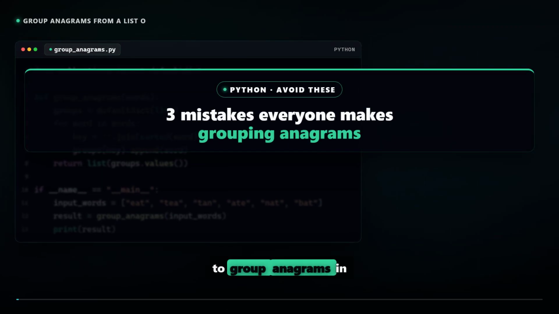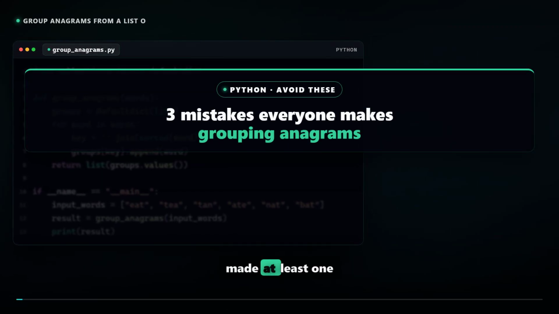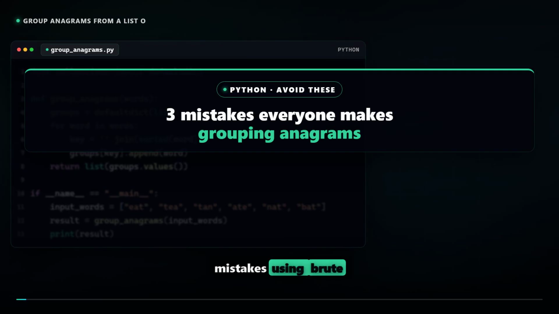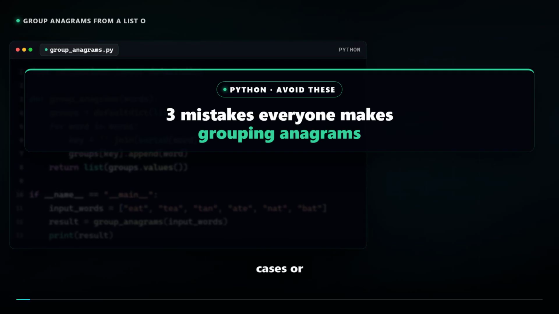If you've ever tried to group anagrams in code, you've probably made at least one of these three mistakes: using brute force, ignoring edge cases, or overcomplicating the key. Today, I'll show you the clean, efficient way to solve this problem in just a few lines of Python. By the end, you'll master the right mental model and write code that handles any input like a pro.